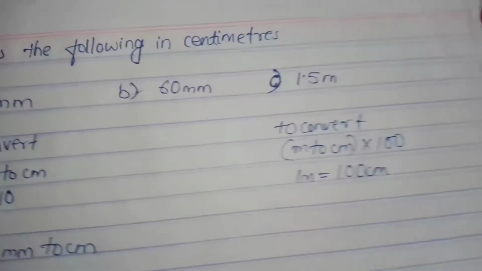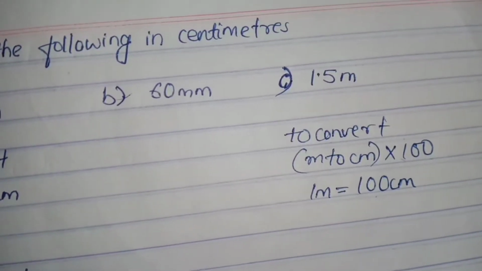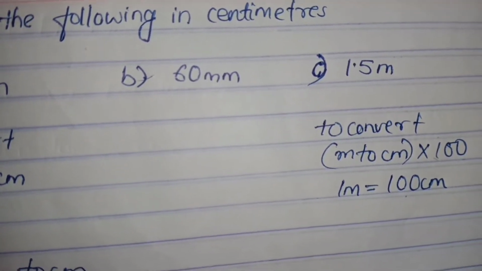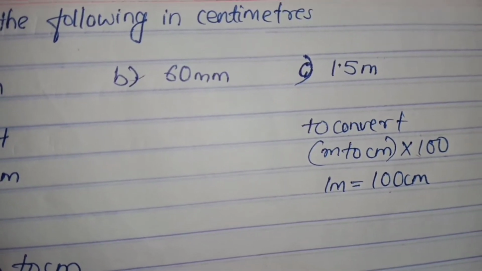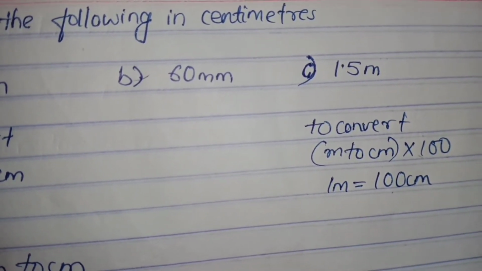So whenever you convert a bigger unit to a smaller unit, you have to multiply. And when you convert a smaller unit to a bigger unit, then you have to divide. Okay, when you convert smaller to bigger, then you have to divide. You know about this, no?